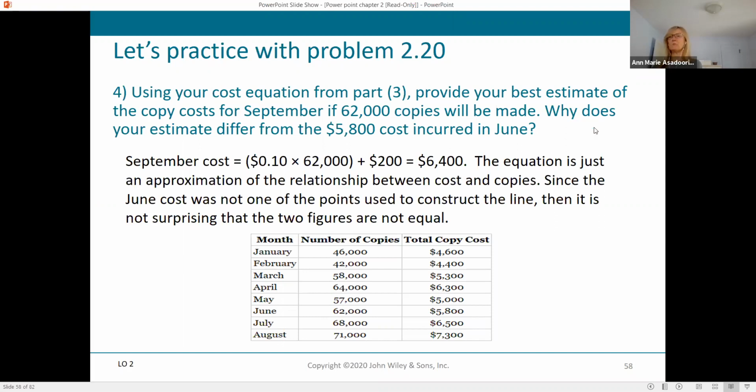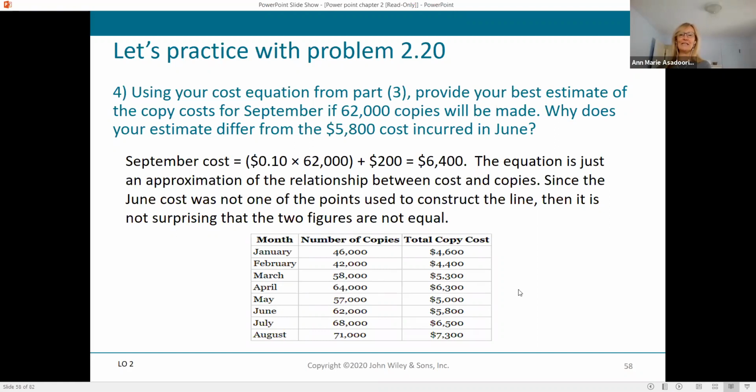Okay, and then the question asked you, just like I asked before, why does your estimate differ from the actual? Oh, I'm messing this up. I'm sorry, I'm not reading this correctly. If you're doing 62,000 copies, your answer is 6,400. You're all nodding at me and I'm giving you the wrong numbers here. So the answer is 6,400.